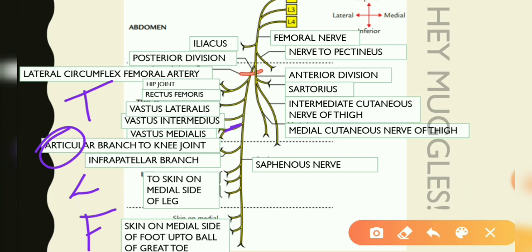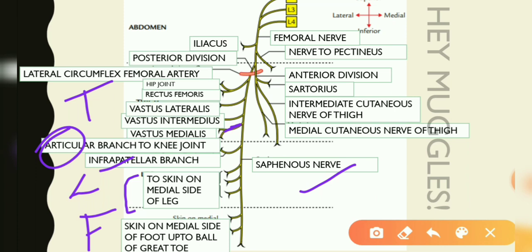Then the posterior division gives some infrapatellar branches. It supplies the skin on the medial side of the leg. It gives a cutaneous branch, that is your saphenous nerve. Then it supplies the skin on the medial side of the foot up to the ball of your great toe, right? So this was the cutaneous branch of your posterior division of femoral nerve.